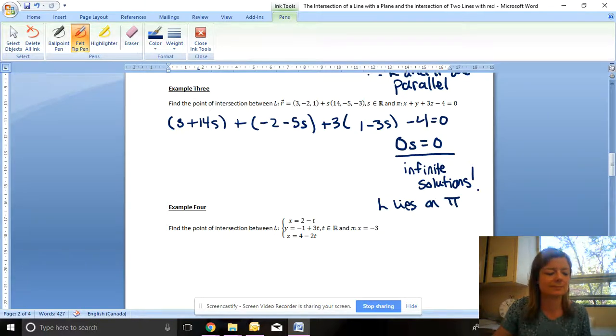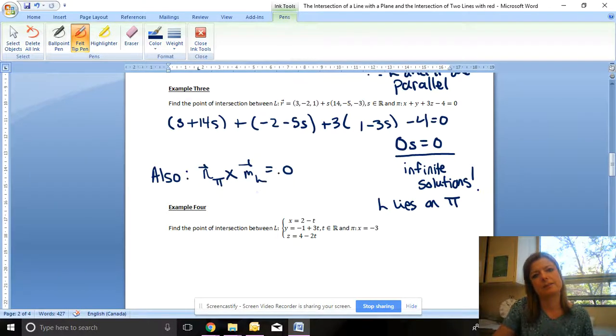How exciting for us. Now another thing you could check is that the normal of the plane crossed with the direction vector of the line equals 0. That would also verify that there are infinite solutions.